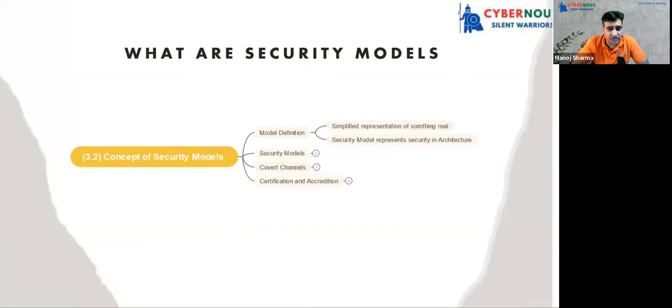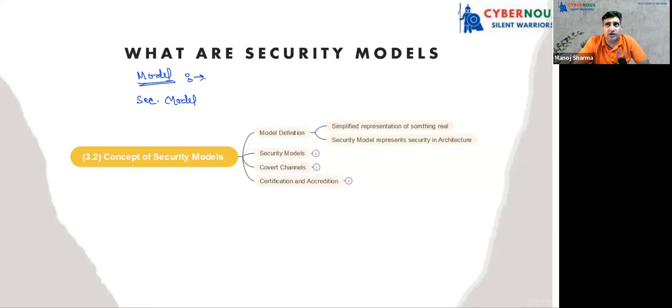First, we will try to understand what is actually a model, what is meant by a model, and what is a security model. Any form of model is basically a simplified version of something. Every model we create is with a particular perspective, mostly for testing and that kind of thing.